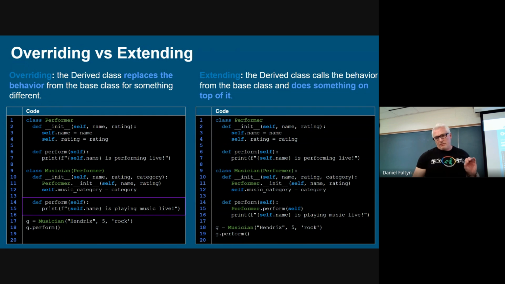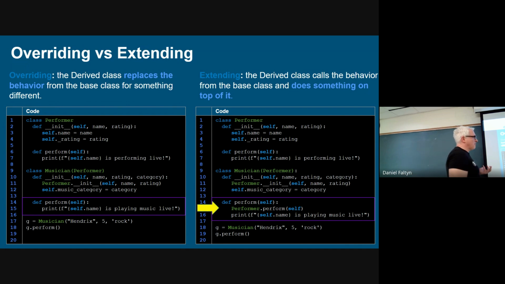But often the reason why we have derived classes is we want to leverage what was done in our parent class. So instead of overriding, we call this extending. In this particular case, when somebody calls perform on my musician, I'm going to have it do the action that's on my parent. So I use the name of the class, the method I want to call, and then I do my own thing.